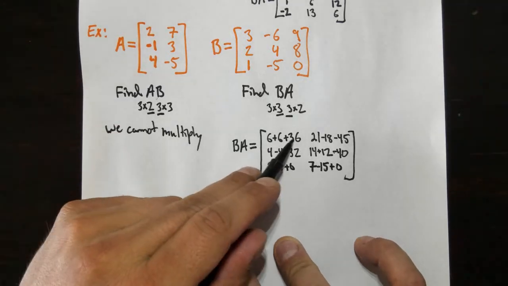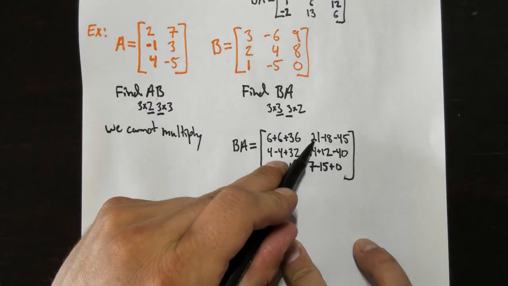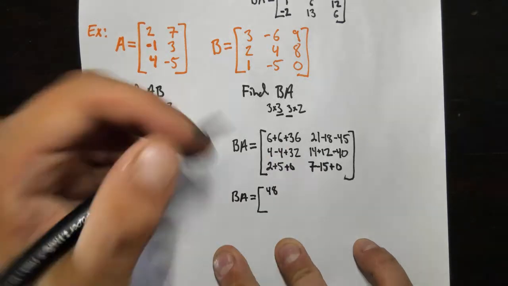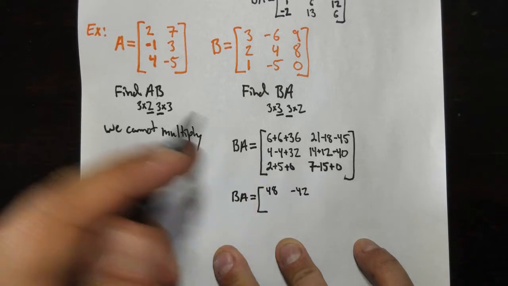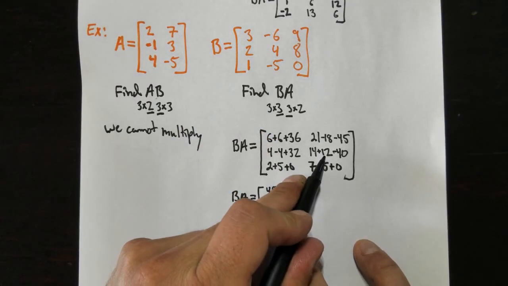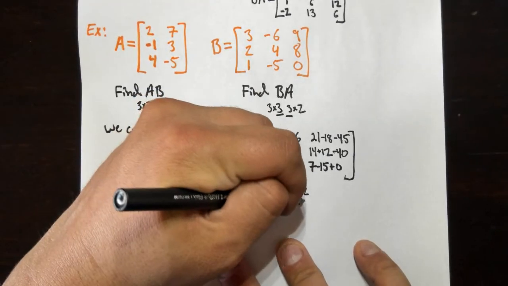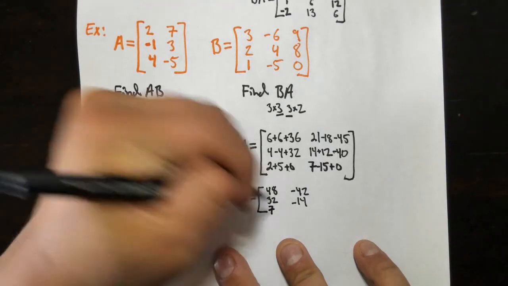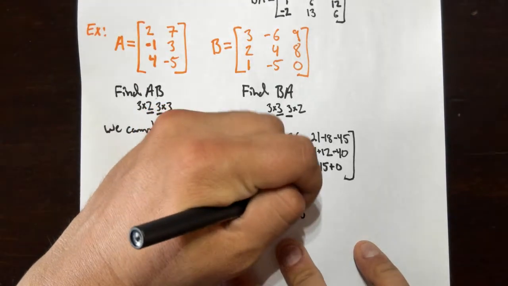6 plus 6 is 12, plus 36 is 48. 21 minus 18 is 3. Minus 45 is negative 42. 4 minus 4 is 0, plus 32 is 32. 14 plus 12 is 26. Minus 40 is negative 14. And then 5 plus 2 is 7. And 5 minus 15 plus 0 is negative 10. And there we have it.